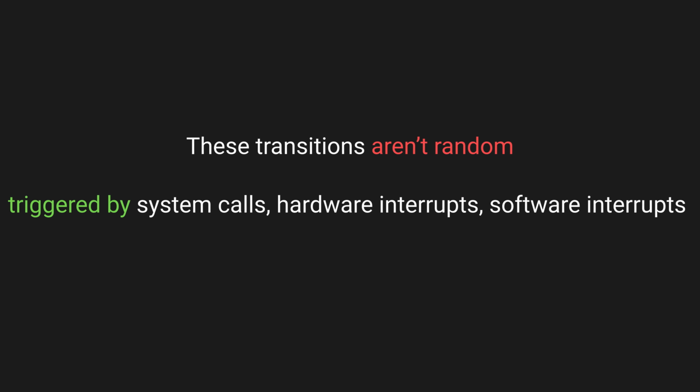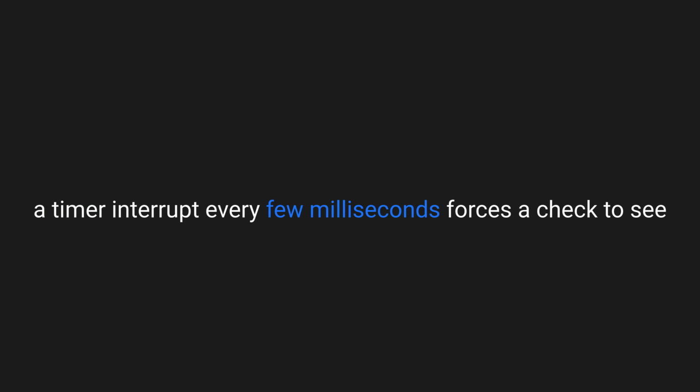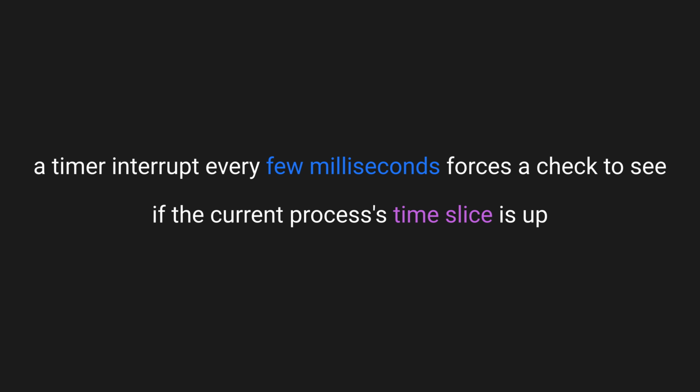These transitions aren't random, they're triggered by events like system calls, requests from the process to the OS, hardware interrupts from devices like timers or keyboards, or software interrupts. For instance, a timer interrupt every few milliseconds forces a check to see if the current process's time slice is up, leading to a switch. This whole system ensures fairness and responsiveness. Your mouse doesn't freeze while a heavy calculation runs in the background.